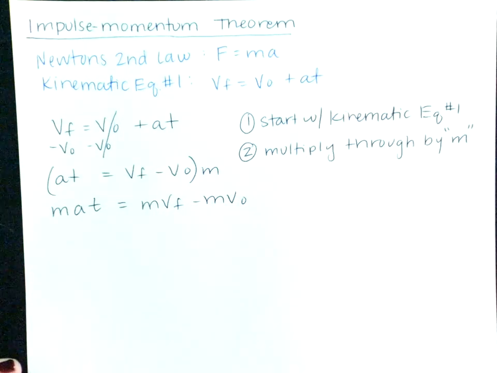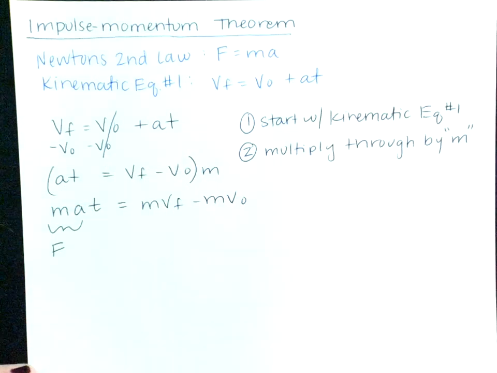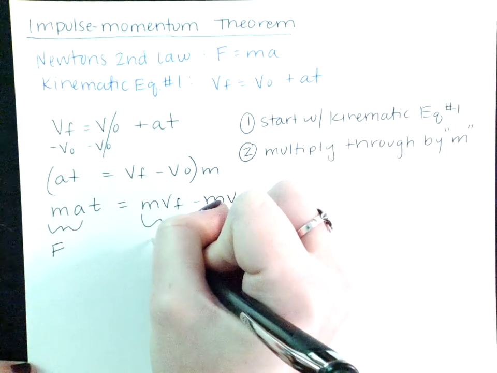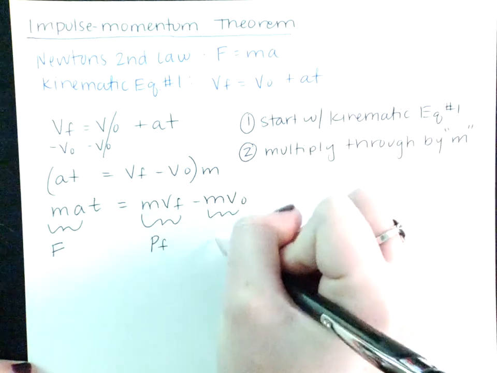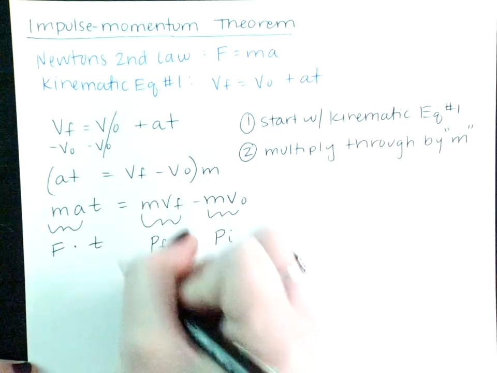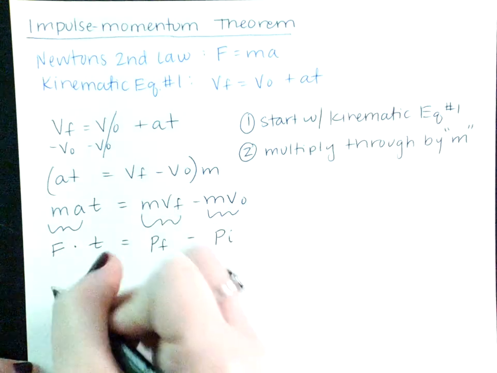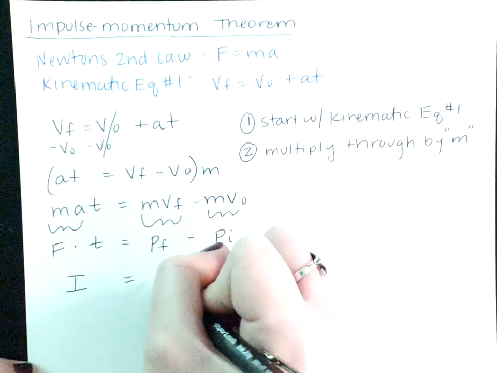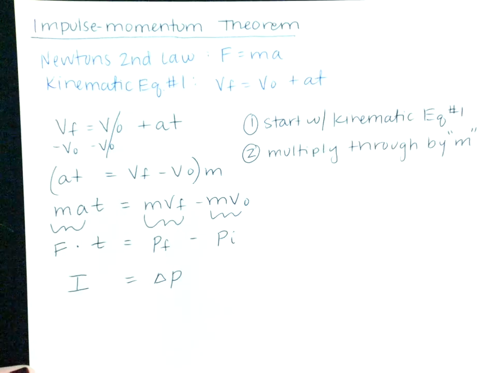Okay, well, we know that mass times acceleration, that is just force. And we know that m times v final is just momentum final. And we know that m times v initial is momentum initial. So we're left with force times time. We know what force times time is. That's impulse. And we know p final minus p initial, that's just the change in momentum. So this is our impulse momentum theorem.